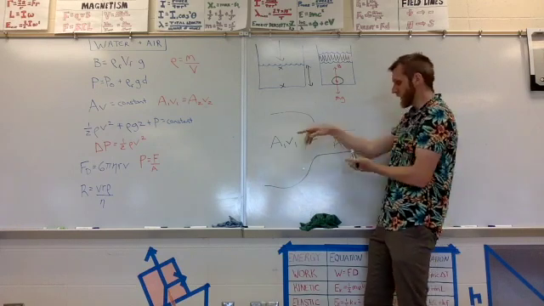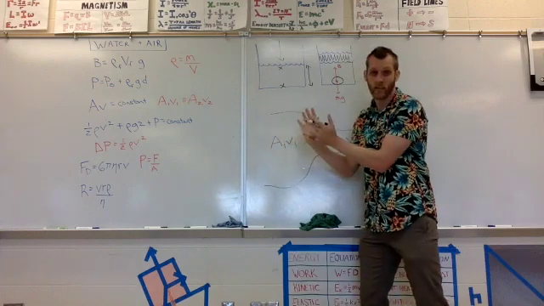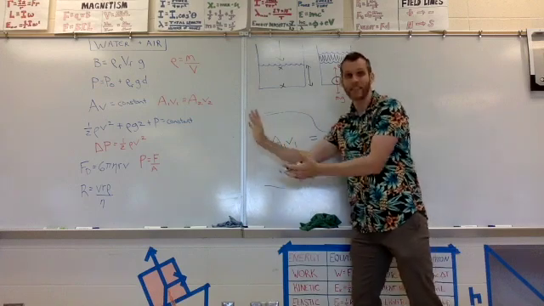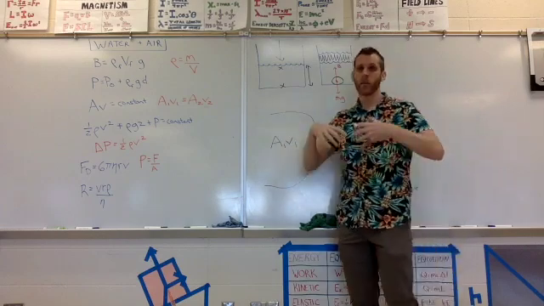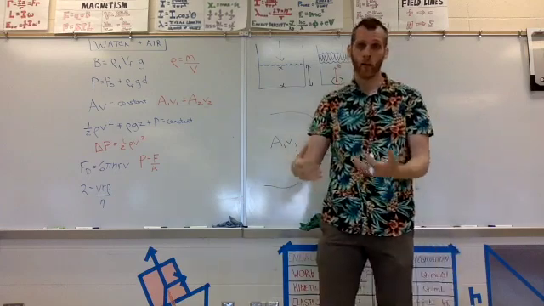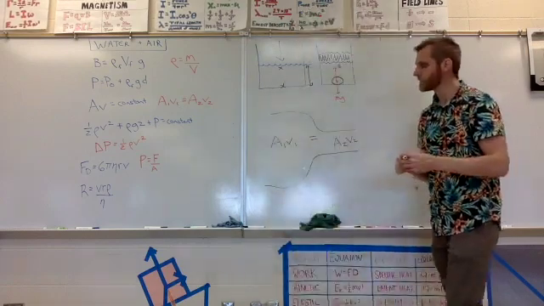Or if it went this way, as it gets wider, the current's going to stay the same, but the velocity is going to be lower. Don't get velocity and current mixed up. Current is the amount of water flowing, velocity is the speed at which it's flowing. A lot of people get this mixed up.